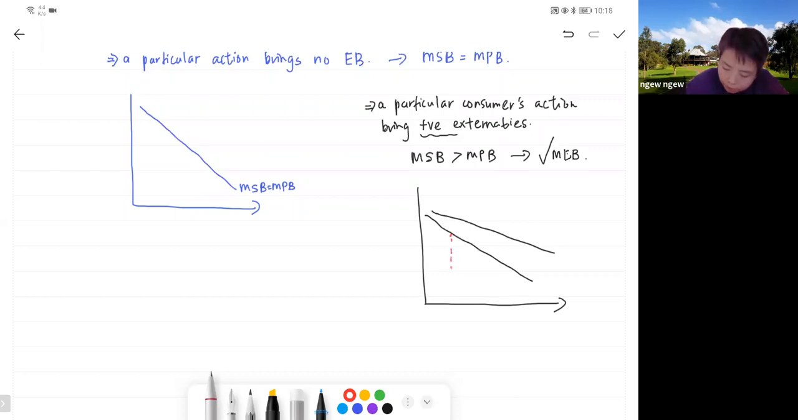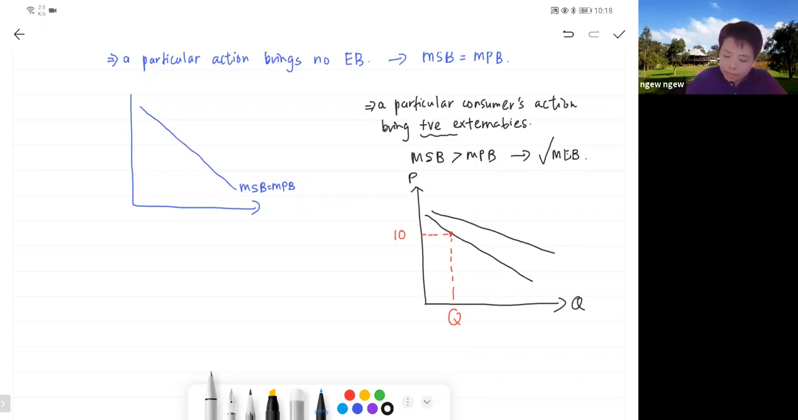When this particular output is produced and it touches the first curve, this is the monetary value of that particular action. Maybe the monetary value is $10 worth of benefit. Let me label this part. You can put P or Q as usual. You can put benefit or cost as well.